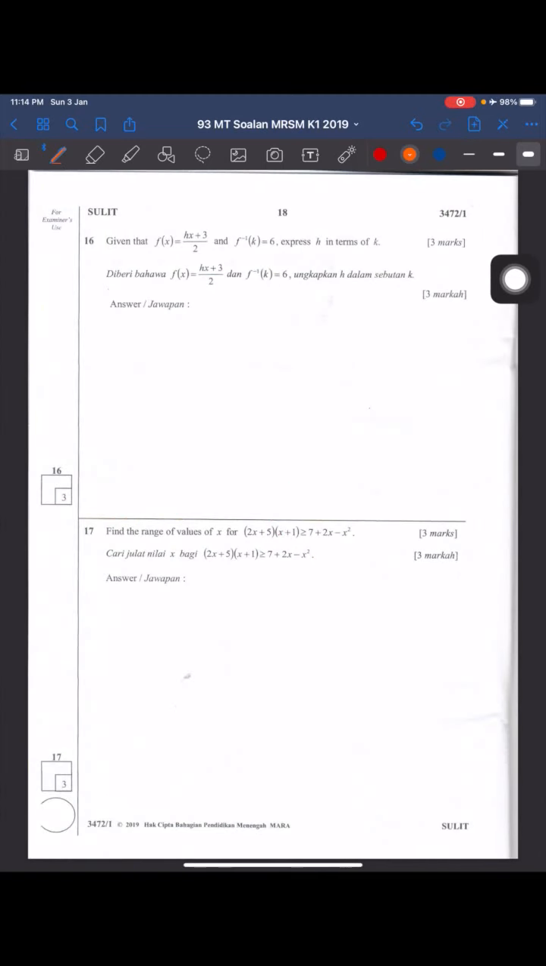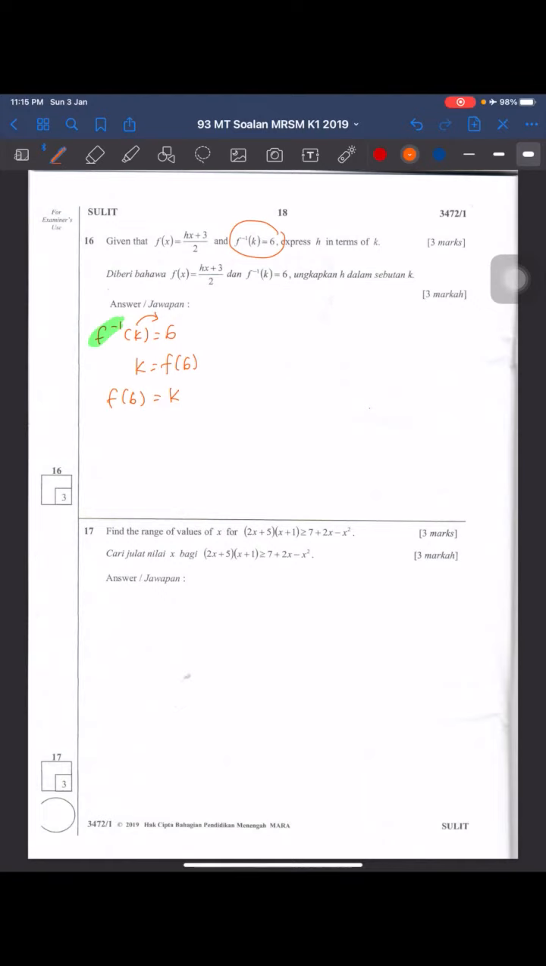Okay, we proceed to number 16. Given that fx is equals to hx plus 3/2 and f inverse k equals to 6, express h in term of k. Untuk soalan yang macam ni, cuba fokus yang ni. Di situ kita ada f inverse k is equals to 6. Apa yang kita boleh buat di sini? Nampak tak f inverse ni? Kalau kita pindahkan ke sebelah, dia akan jadi f6. So kita tahu f6 is equals to k.